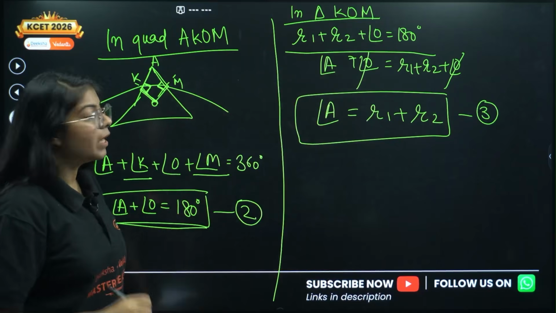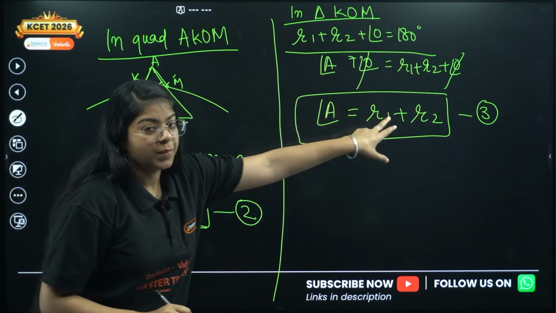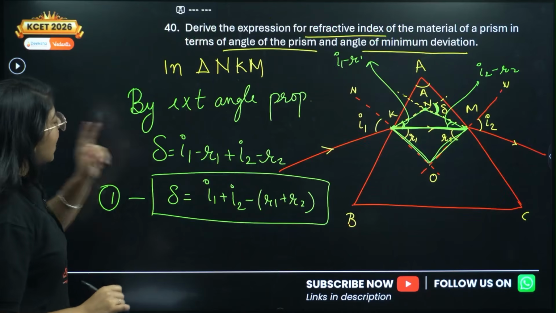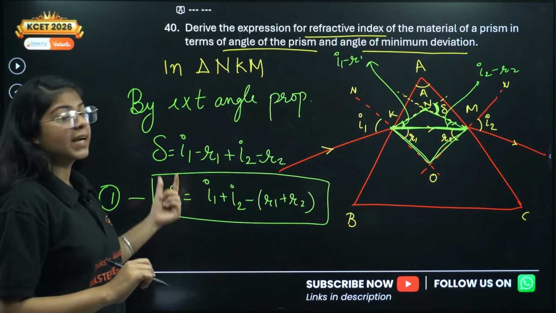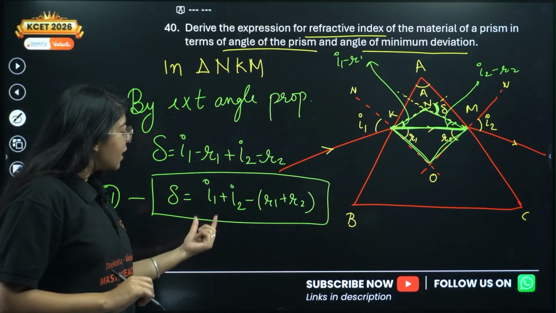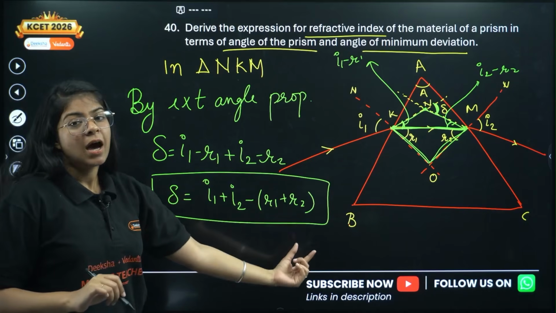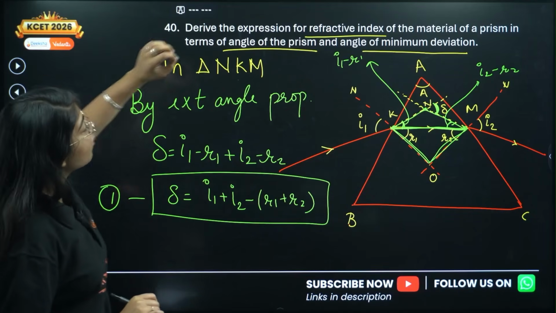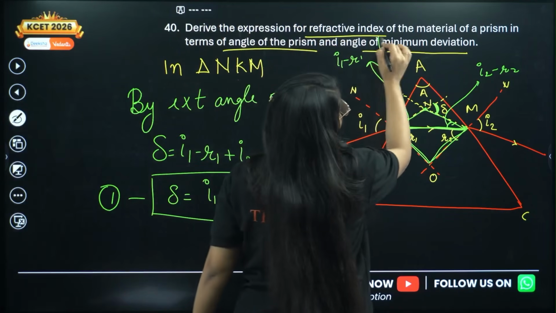Understood? So we have three equations. Angle A equals R1 plus R2. Angle A plus angle O is 180 degrees. And a very important equation: delta, that is angle of deviation, equals I1 plus I2 minus (R1 plus R2). Now they are asking, this is the angle of deviation. They are asking for the angle of minimum deviation.